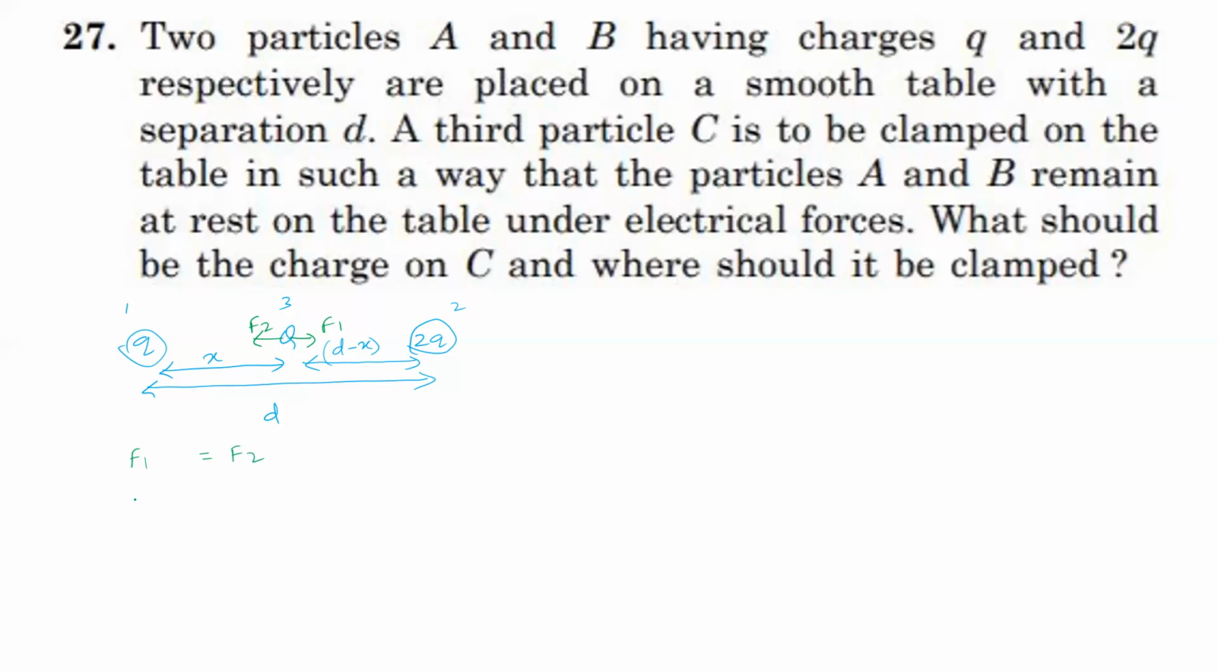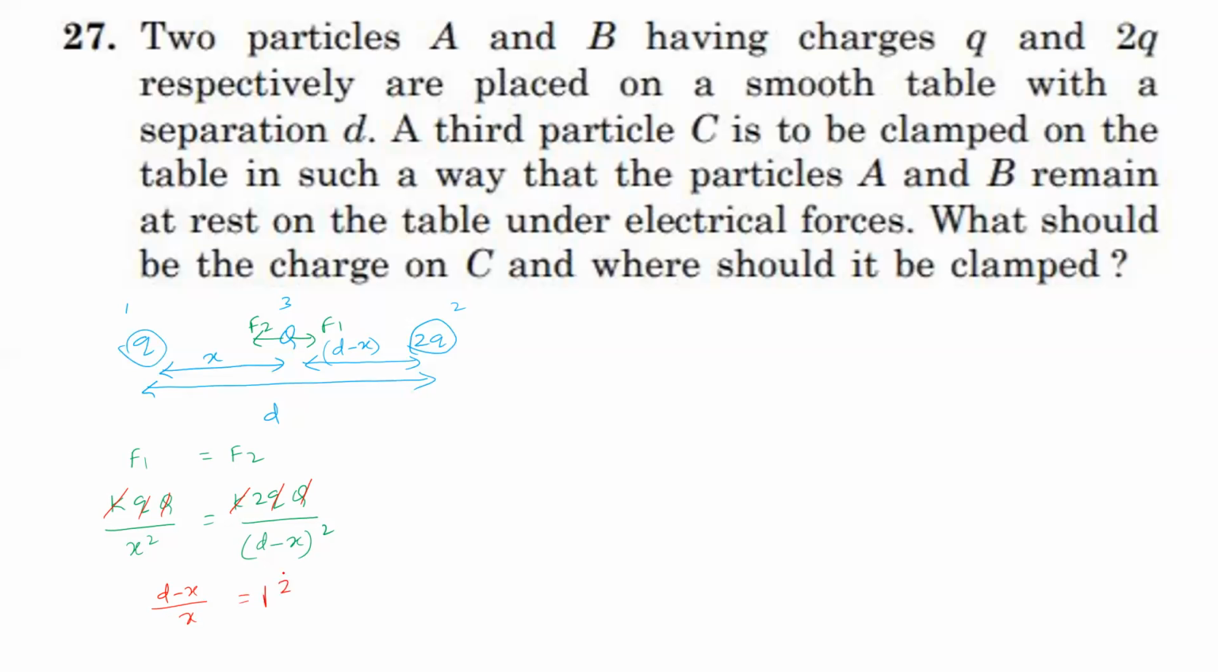For F1 to be equal to F2, we get F1 = kQ1Q3/x² equal to kQ2·2Q·Q3/(d−x)². Now let us cancel this k value, the small q and this capital Q. Now see here, (d−x)²/x² is equal to 2.